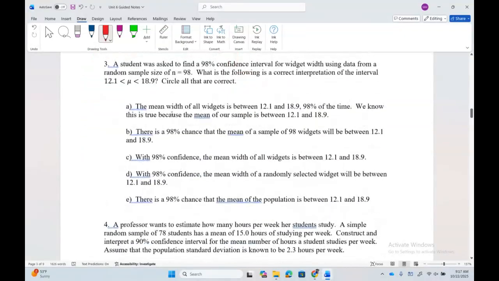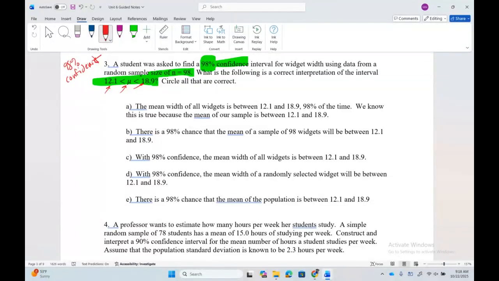All right, next question is multiple choice. You're going to see some of these in your homework, and it's basically just interpreting this data. It says 95% confidence interval. We have a sample size of 98. Which of the following is a correct interpretation of the interval? So we are 98% confident that our population mean is between these two numbers here. That's what that means. So let's see.